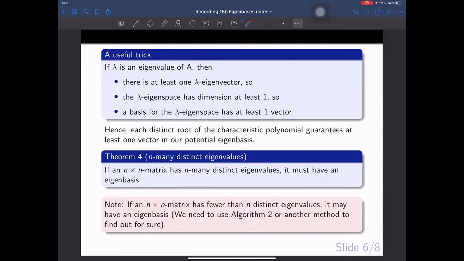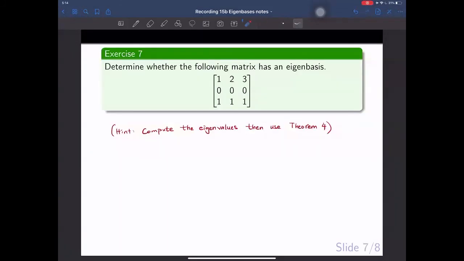So if an n by n matrix has fewer than n distinct eigenvalues, it may have an eigenbasis or it may not. We need to use algorithm 2 or a different method to find out for sure. But if we know that the matrix has n distinct eigenvalues, then we can immediately say that it has an eigenbasis. In this exercise, let's try to determine whether this matrix has an eigenbasis using what we have learned so far. My hint is to first just compute the eigenvalues and then use the theorem we just saw.